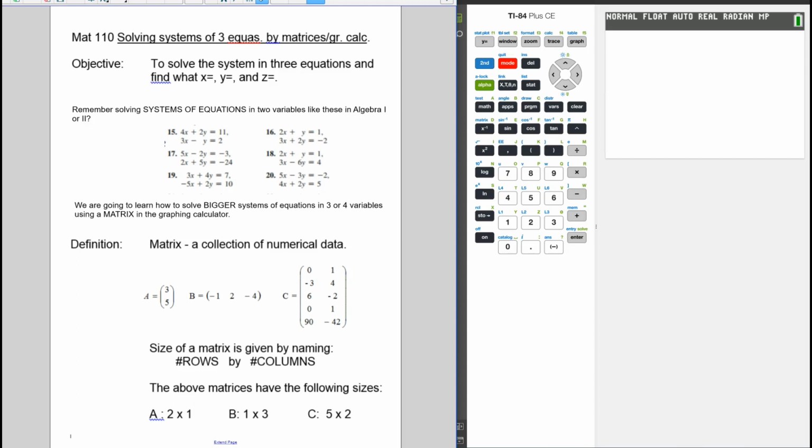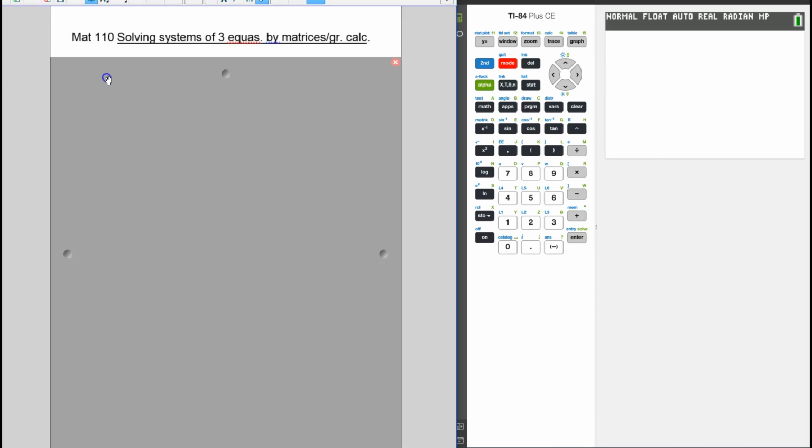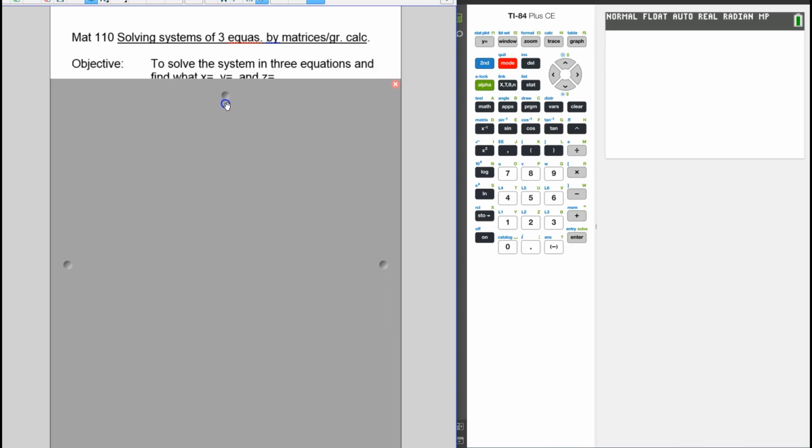The first thing is we are wanting to learn how to solve a system of equations using a matrix, or plural matrices, on the graphic calculator. To solve the system means that we're going to have three equations, and we're wanting to find x, y, and z that make all three of them true.